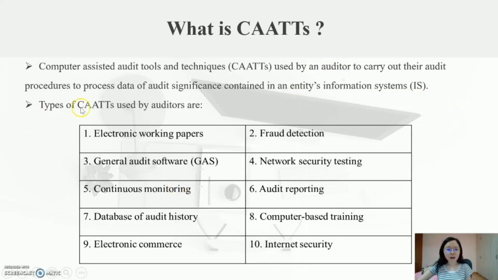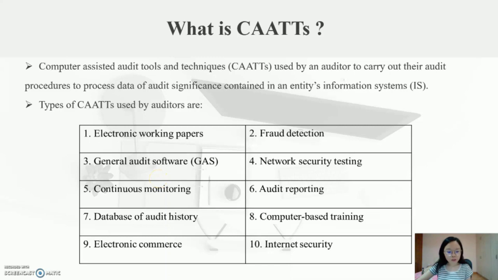And there are various types of CAATs used by the auditor. Here are examples of the CAATs used by the auditor. For the first one, the electronic working paper, usually a spreadsheet or Excel, can be used by the auditor to analyze and plan the data they collected from their client. They can also have some CAAT tools designed for fraud detection. And the most common one that the auditor uses, whether internal or external auditor, is general audit software. We call it GAS.